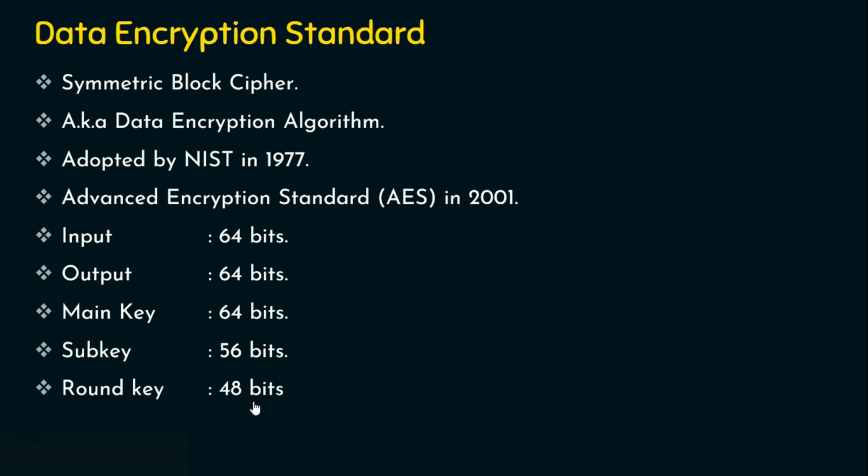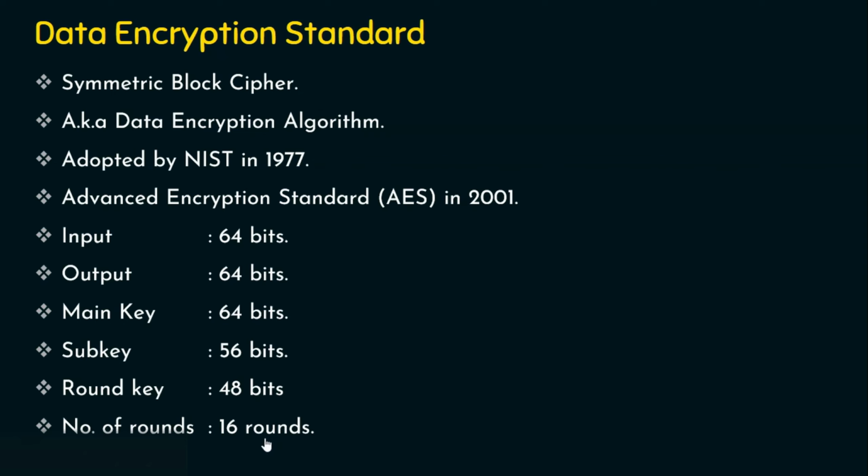Then how many rounds are there actually in DES? There are 16 rounds in DES. So for 16 rounds, we need 16 round keys. And how are these round keys generated? These round keys are generated using this 56-bit key. Actually, this 56-bit key is helping the DES algorithm to generate 48-bit round keys. How many round keys? 16 48-bit round keys. So these are the basics that are required for understanding DES.